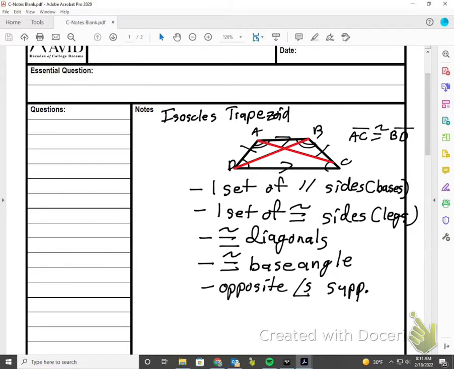We then have isosceles trapezoids. Why isosceles trapezoids? Well, because the legs are the same length. You can see that right here. Congruent diagonals, and the base angles are congruent, so D and C are congruent, A and B are congruent. And because we still have the fact that the sets A and D and B and C are supplementary, we know that A and C are supplementary, as are B and D. B and C are also supplementary.